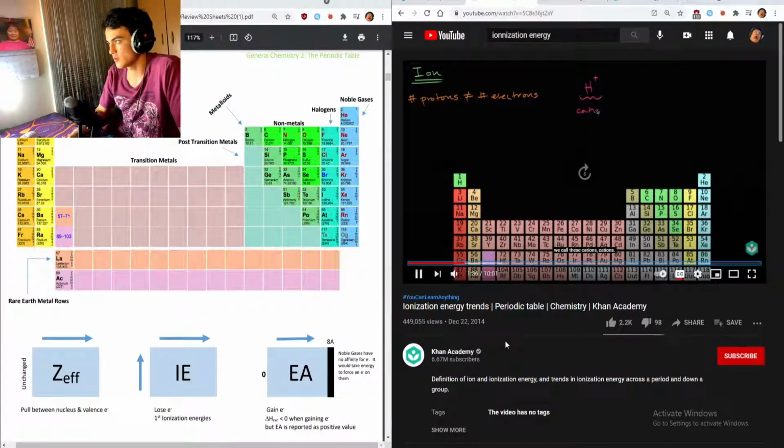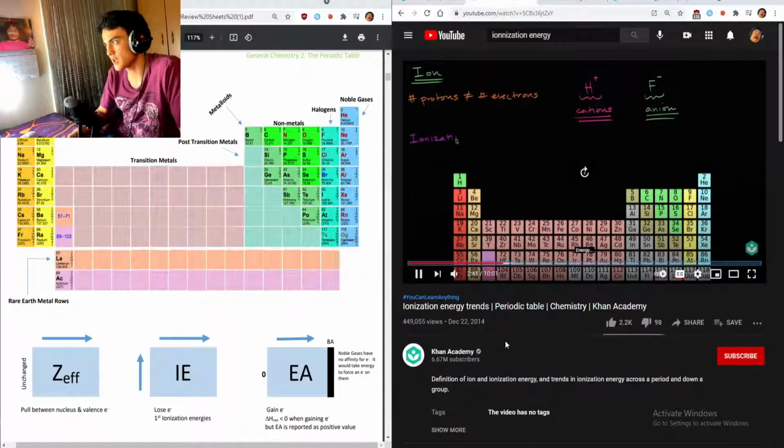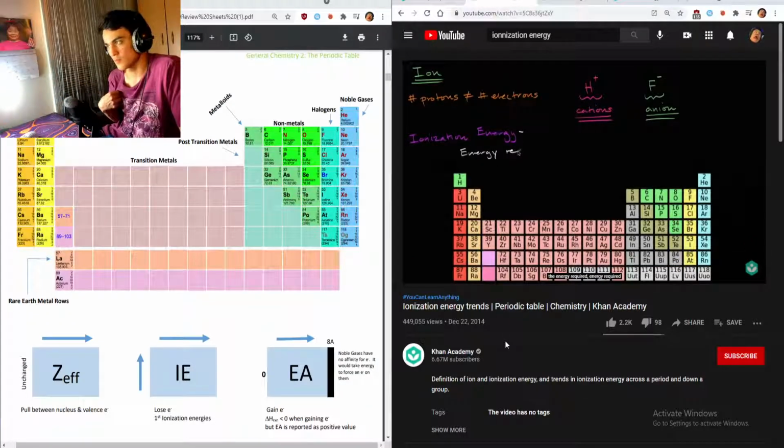Likewise, so fluorine gains an electron. It's going to have a net negative charge. Anion, yes. Energy required, that's what I need. Energy required to remove an electron. But we're talking about electron.